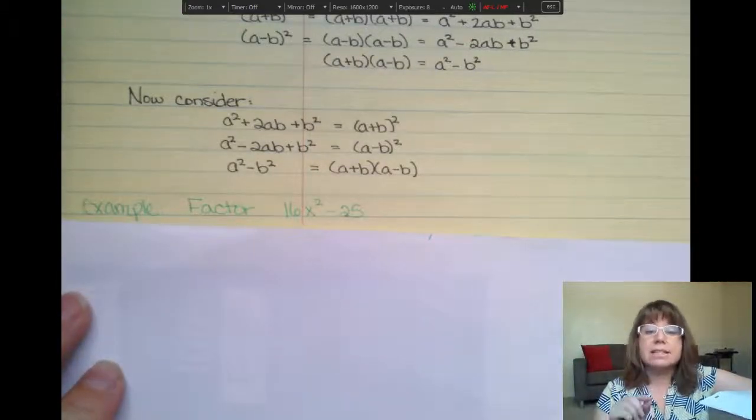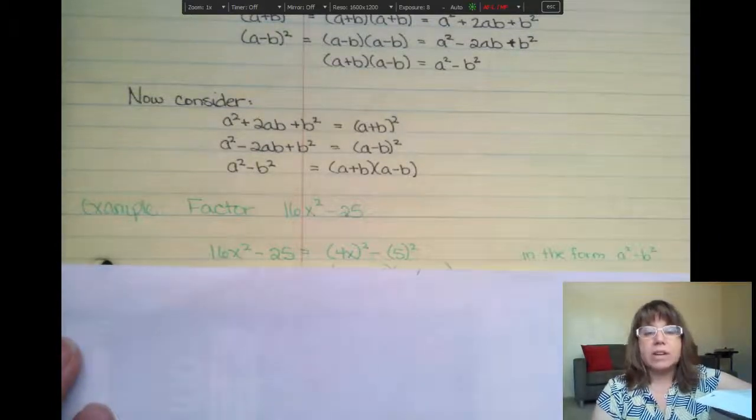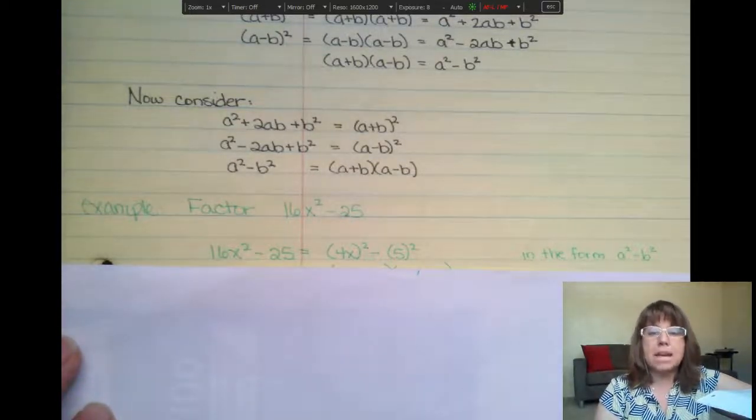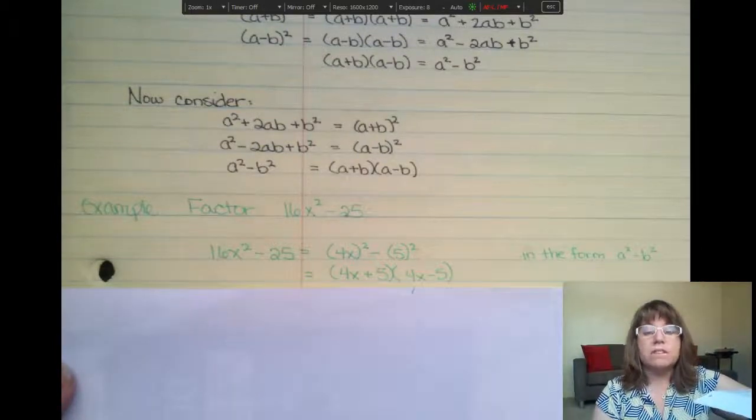I do see that 16x squared is a perfect square, as well as 25 is a perfect square. So 16x squared, if I break it down into its square, would be 4x quantity squared. 25 is 5 squared, so that's 4x squared minus 5 squared, and this is in the form of the difference of two squares. So I know I can factor it as 4x plus 5 times 4x minus 5.